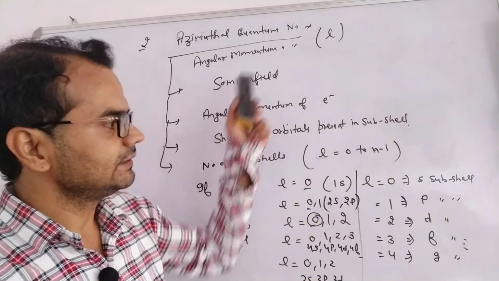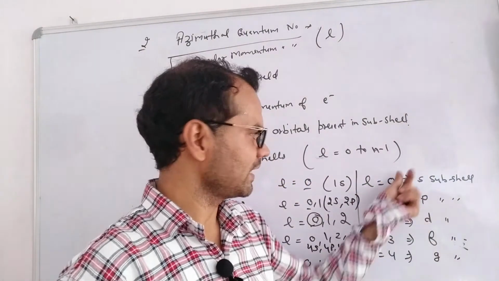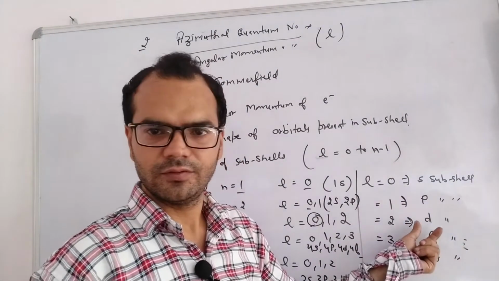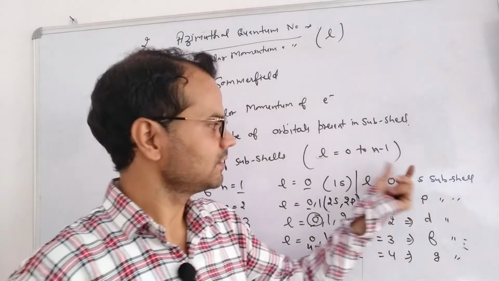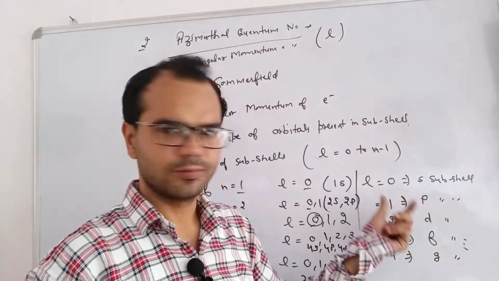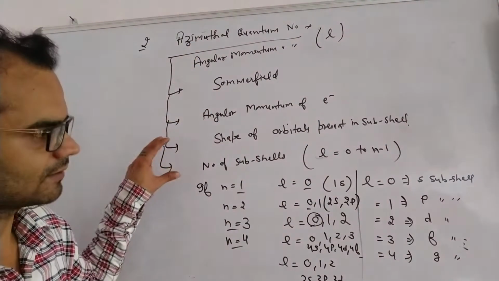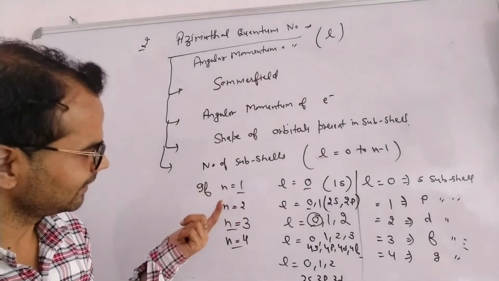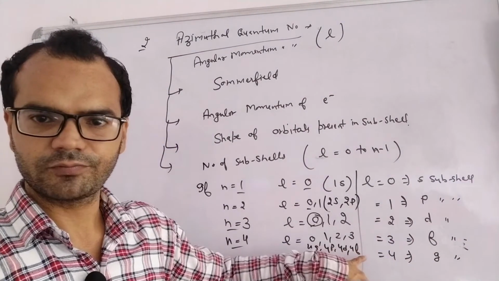So this L basically describes the subshells, and from there these letters come. S comes from sharp, P comes from principal, D comes from diffuse, F comes from fundamental, terms obtained from the spectrum. S sharp, P principal, D diffuse, F fundamental. Simple. So this is the azimuthal quantum number, which tells us about the subshells, how many subshells and what their names are. For example, the 4th shell contains 4 subshells, 4s, 4p, 4d and 4f.